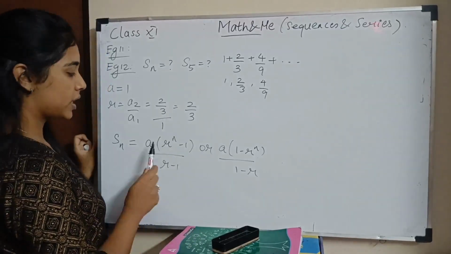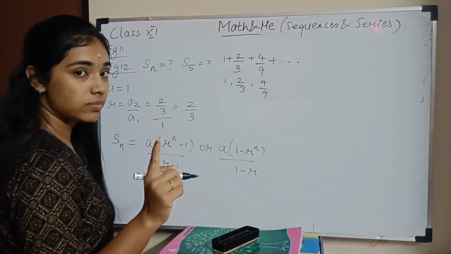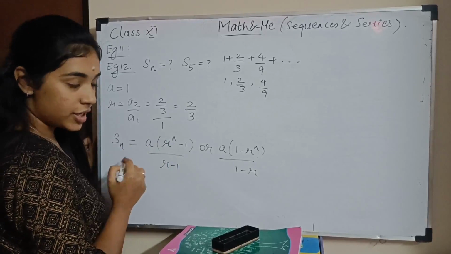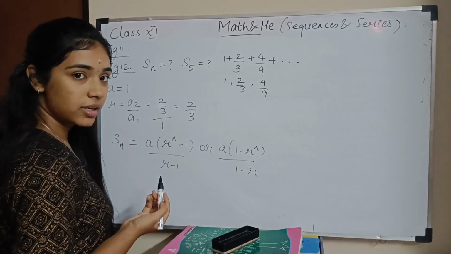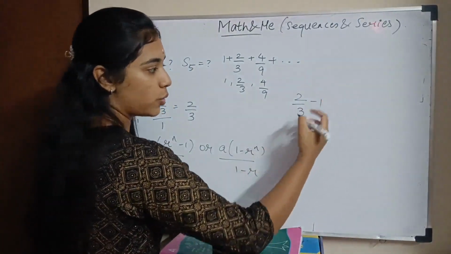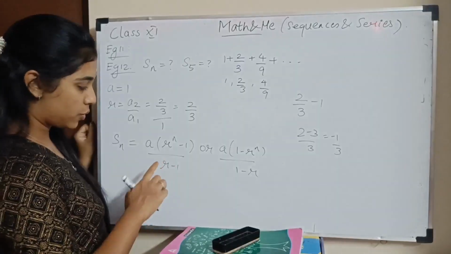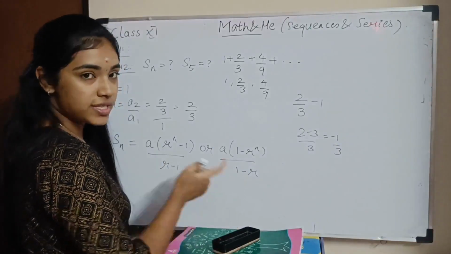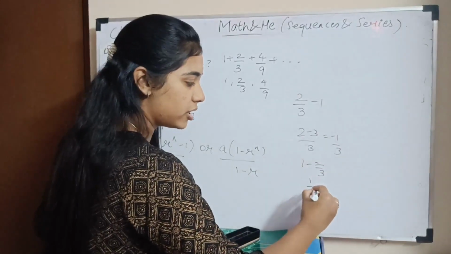How do you know? Here, 2 by 3 is a number which is less than 1. Agree? So, when you substitute 2 by 3 over here, 2 by 3 to some power n minus 1, you will get a negative number. Since 2 by 3 is less than 1, what does your denominator become? It becomes minus 1 by 3. But instead, if you use this formula, what do you get? 1 minus 2 by 3, you get 1 by 3.